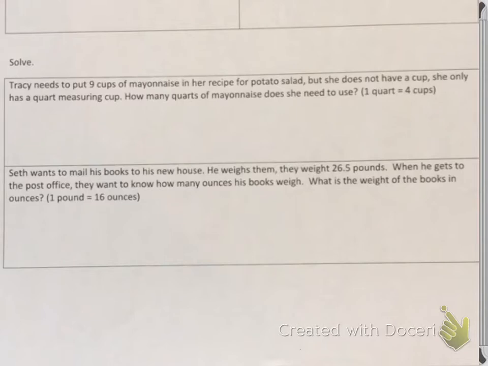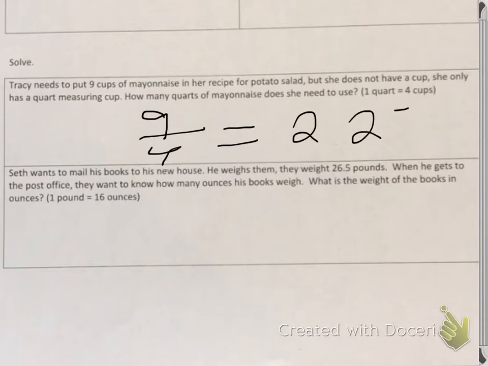She only has a quart measuring cup. So how many quarts of mayonnaise does she need to use? 1 quart equals 4 cups. So we're going to take the 9 and divide it by the 4, and that's going to tell us how many times she's going to have to fill up that quart measuring cup. That's going to be 2.25 times, or 2 1/4 of those quart measuring cups of mayonnaise.